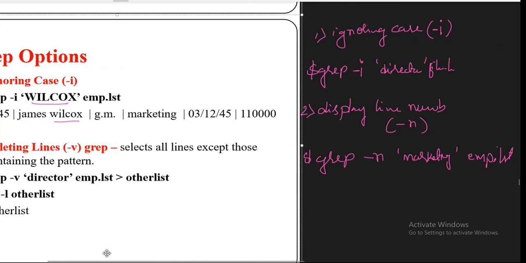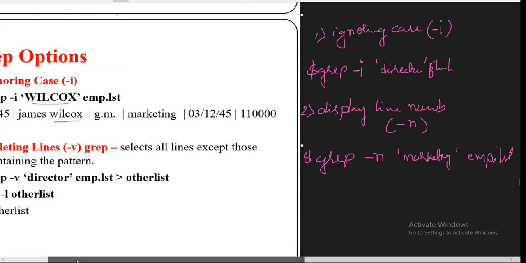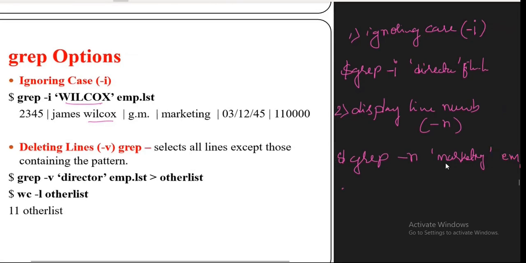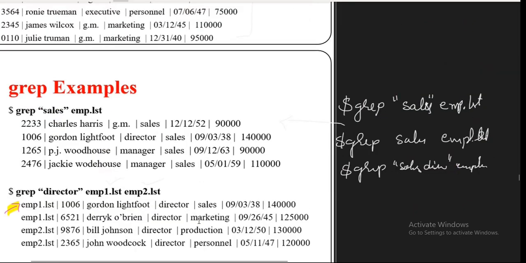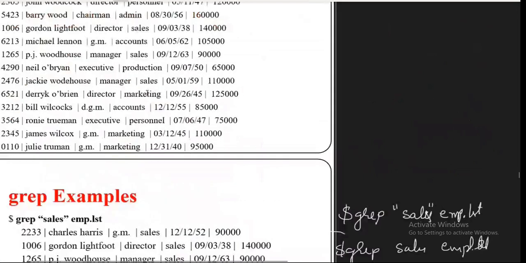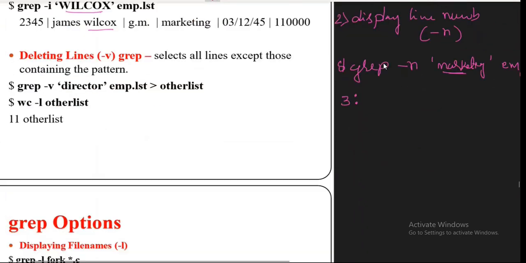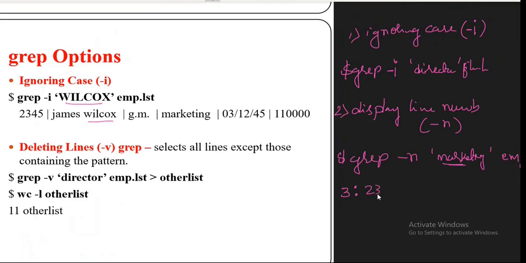You're going to get the line number. Actually it is not there here, I'll just write it. Consider the output may be this particular line found with marketing. Line number 3 has marketing, so it will be represented like this: 3 followed by whatever the line was, for example 2 3 4 5, James, GM, marketing, like that. It will display the line number in the file.